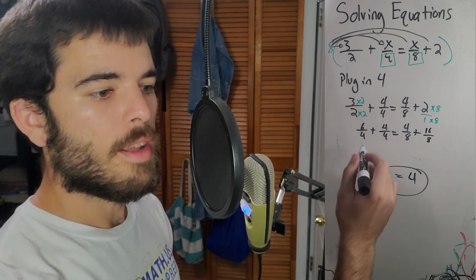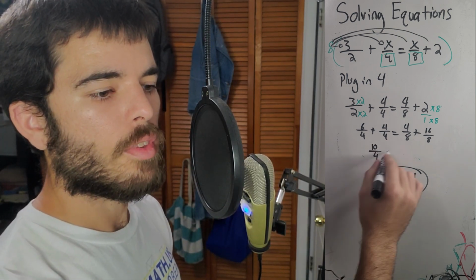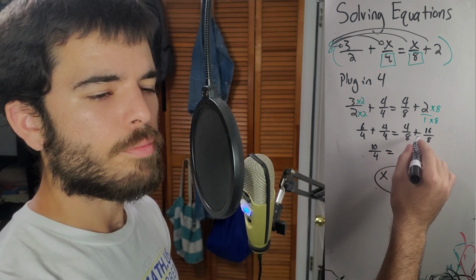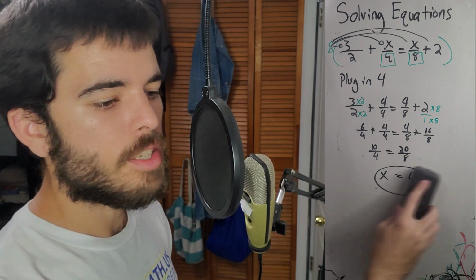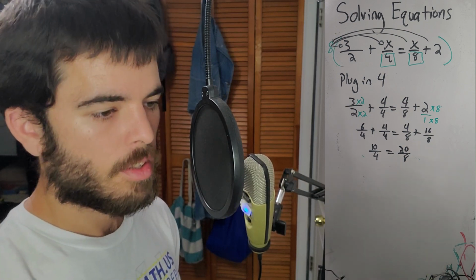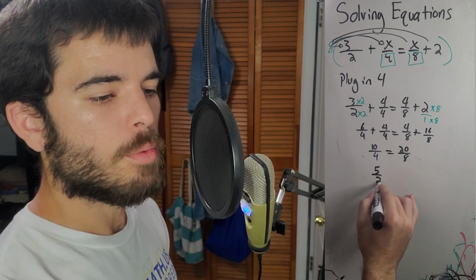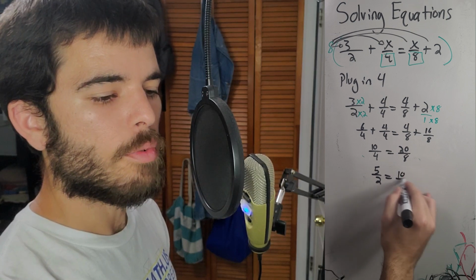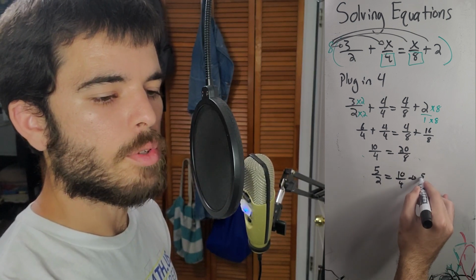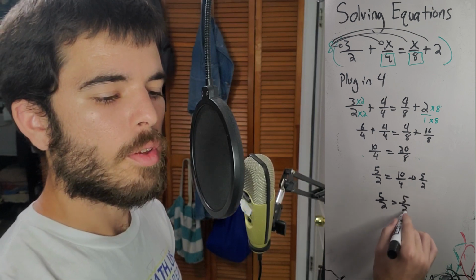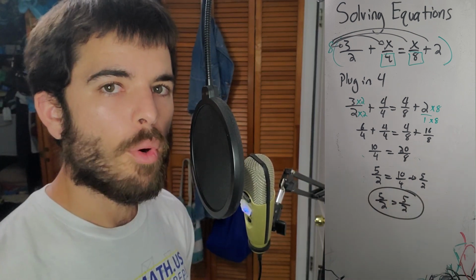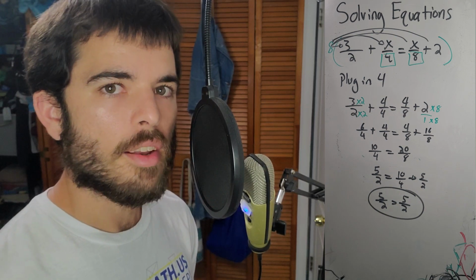To continue on the left-hand side, we get 10/4 equals 20/8. Now I have to simplify each of these fractions. 5/2 equals 10/4, which is equal to 5/2, right? So turns out when we plug in 4, we get the same value on each side.